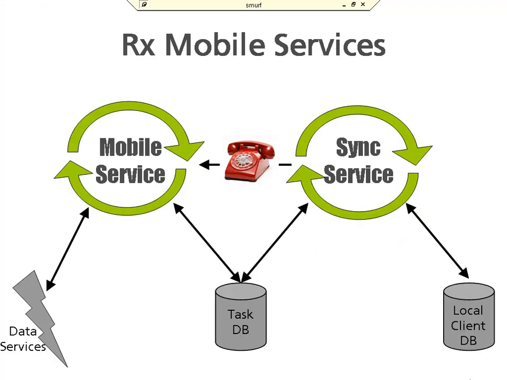So now these mobile services, there's actually two of them involved. There's the mobile service, and this acts as the interface between data services and the task database. And then there's the sync service that acts as the interface between the task database and the local client database. So each of these services is keeping track and knows when there are changes made either in data services or the task database or the local client database, so that only these changes are being written in between.